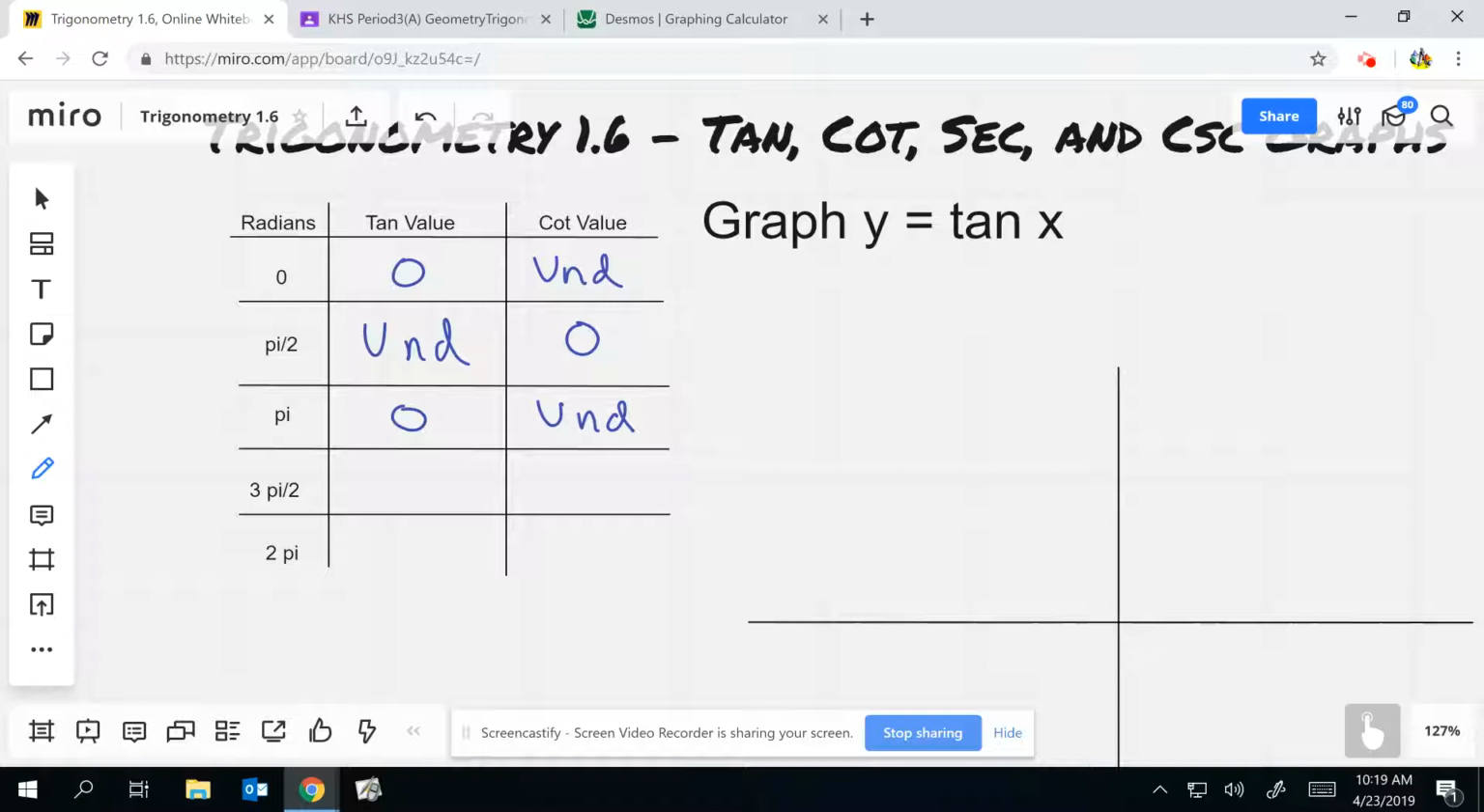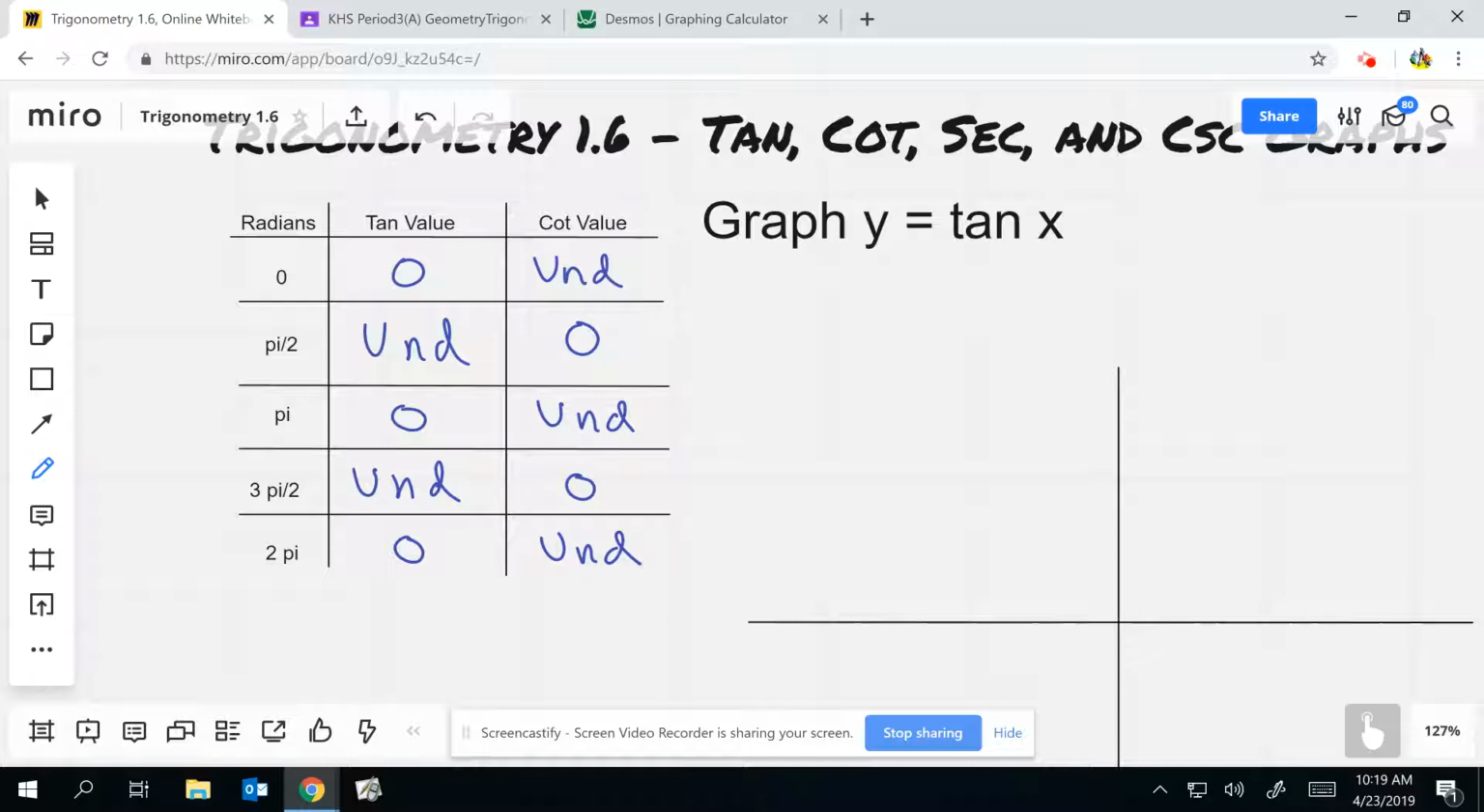Okay, all these other little fractions are going to graph when we see them on a calculator, but these are the axis angles that we can graph. 3 pi over 2, again, is undefined for tan. It's 0 for cotangent. 2 pi is 1 rotation. You're back to 0 for tangent. You're back to undefined for cotangent.